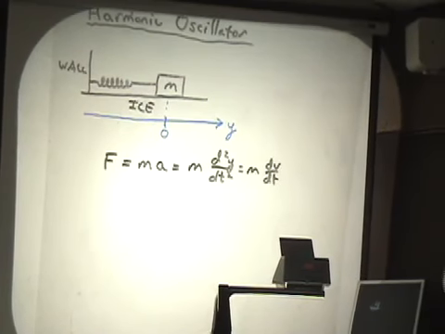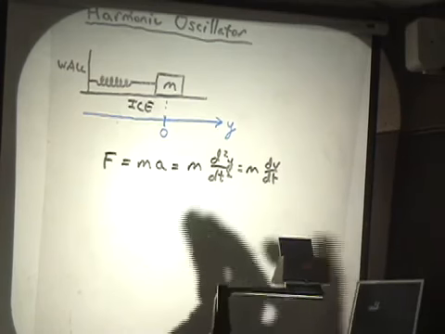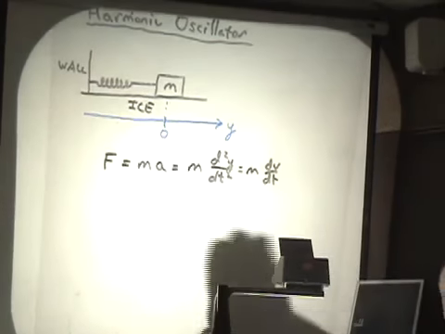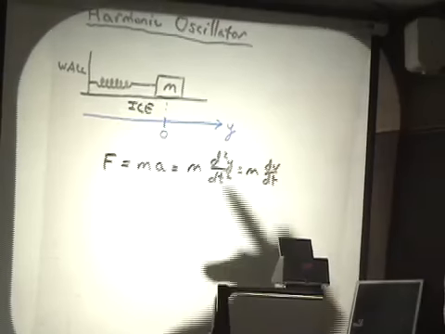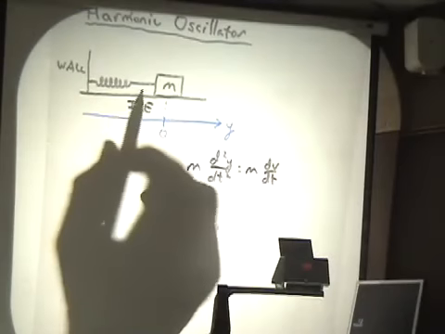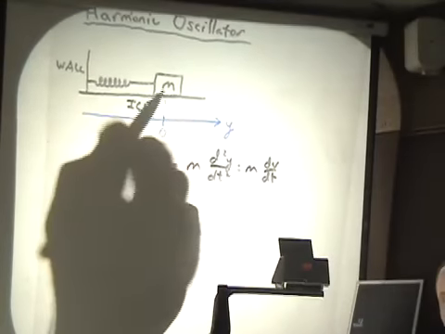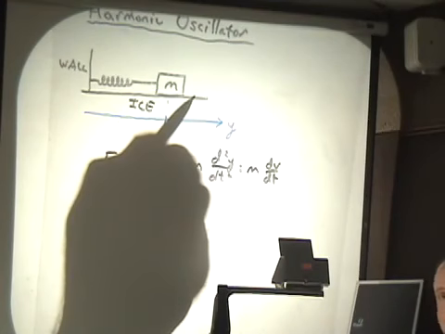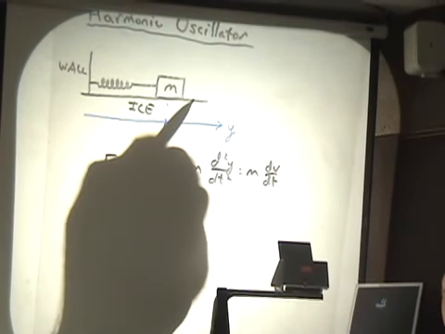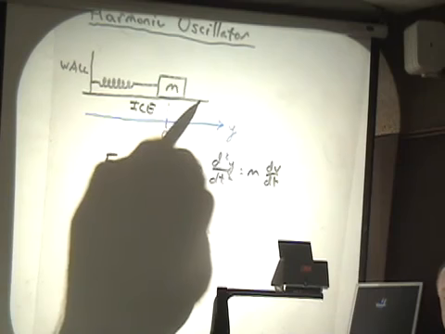Acceleration is going to be positive when the velocity is increasing. Now, there's two ways that can happen. If the mass is moving toward the right and increasing its speed as it moves toward the right, then the velocity is increasing and the acceleration is positive.